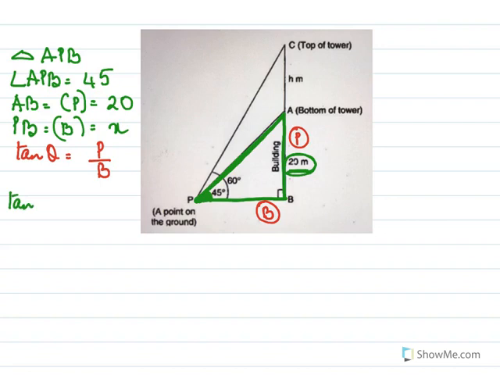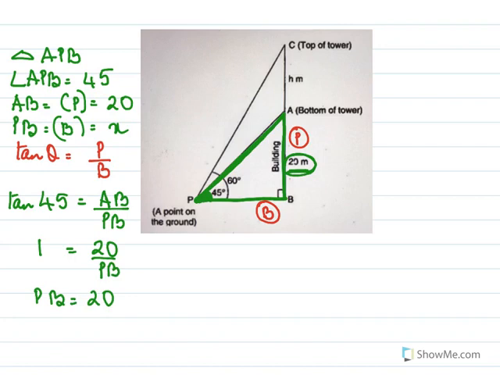So we are going to start with tan theta is perpendicular over base. Now in this case, our theta is 45. Perpendicular we saw was AB, and the base was PB. Tan 45 is 1, and AB was 20 over PB. So PB is also 20 meters. So I'm going to write down for PB: PB is 20 meters.